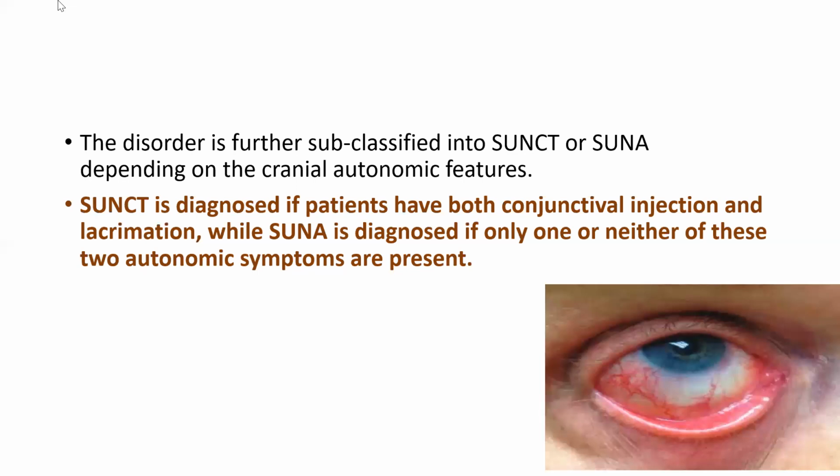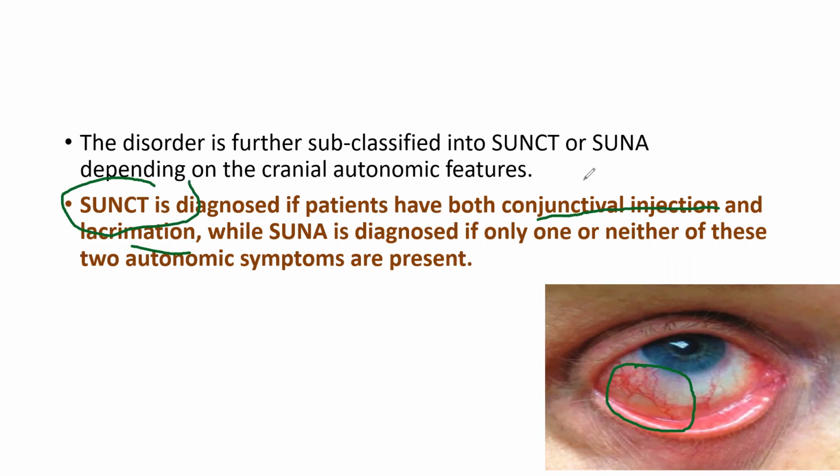If we are going to discuss or diagnose a case of SUNCT, there are two important features: conjunctival injection and lacrimation. As you can see, there is some conjunctival injection and sometimes there will be lacrimation. In case of SUNA, there will be only one of these features, or sometimes no features of conjunctival injection or lacrimation.